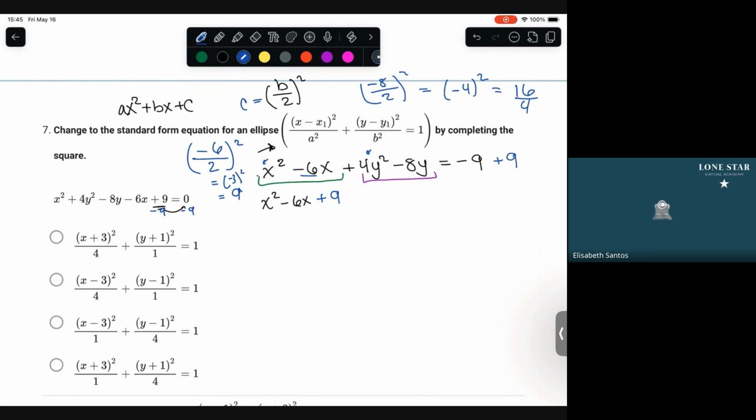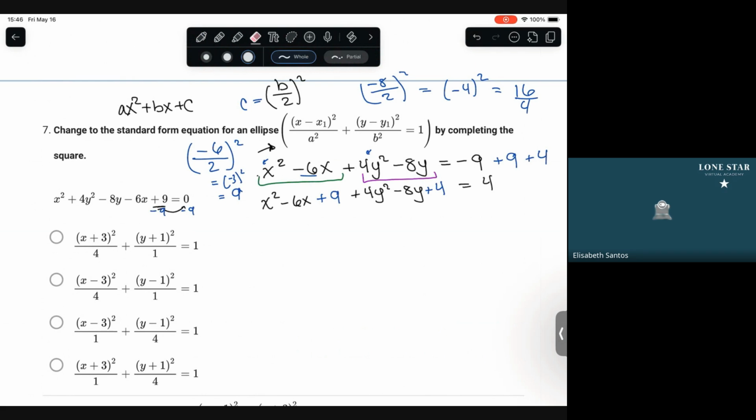Okay, so we have to do one more step. And so we have plus 4y squared minus 8y. And then this would be plus 4, because 16 divided by 4 is 4. And then we have to add 4 over here. So we get negative 9 plus 9 is 0, 0 plus 4 is 4. Okay, so we have that down.